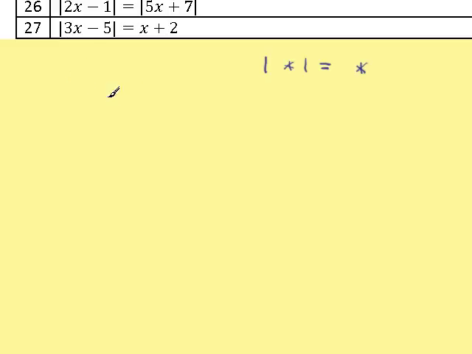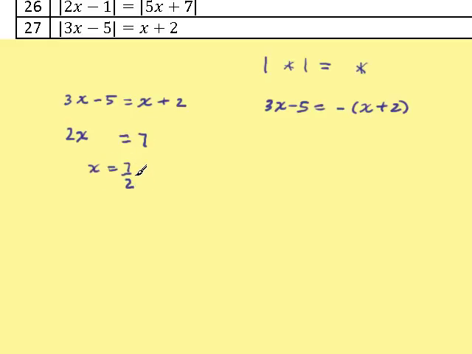We have two equations, 3x minus 5 equal x plus 2, and 3x minus 5 equal to the negative of x plus 2. All right, subtract x, and we have 2x. Add 5 to both sides, so we have x is equal to 7 over 2. All right, that's one equation. Here, start by opening up those parentheses. Let's add x to both sides. Let's add 5 to both sides. And we have x is equal to 3/4.